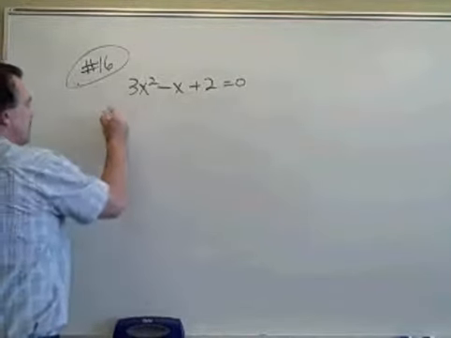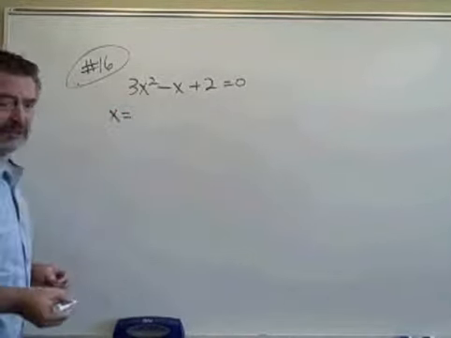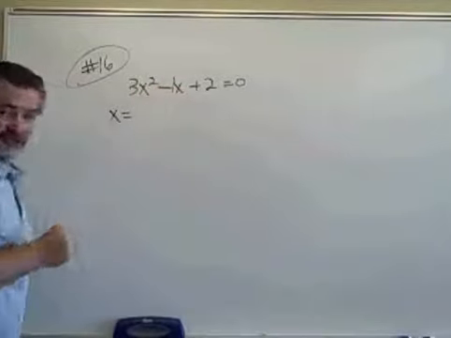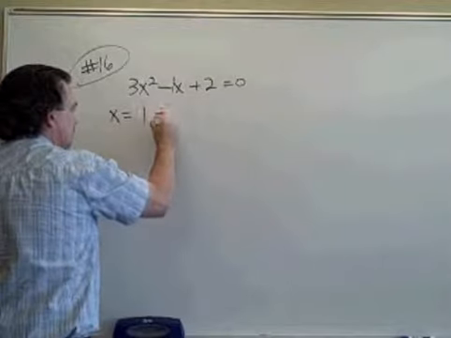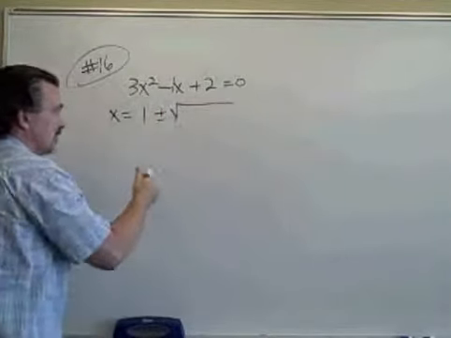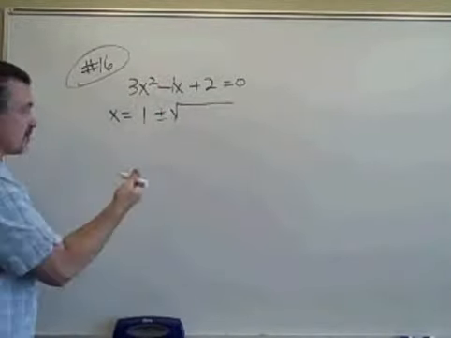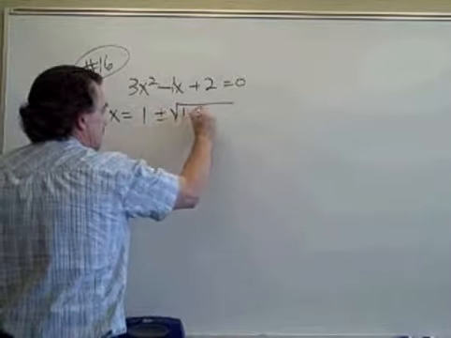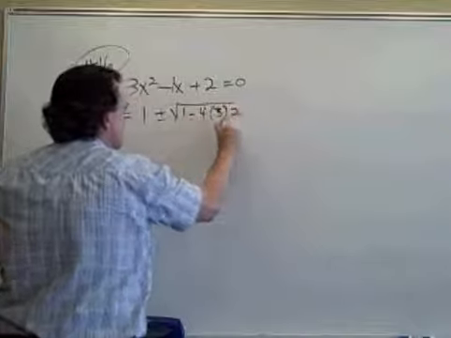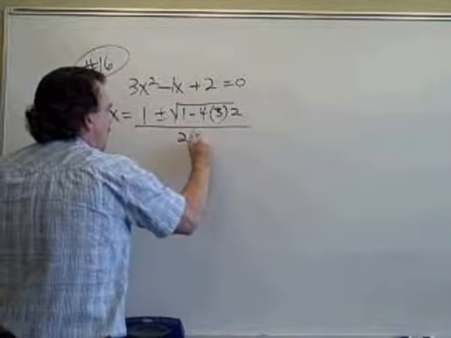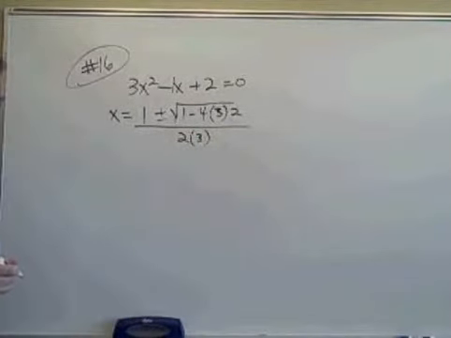So we'll start with x equals the opposite of b. Well, the b coefficient here is -1, isn't it? The opposite of -1 is 1, plus or minus the square root of b squared. So the square of -1 is 1, minus 4 times a, which is 3, times c, which is 2, all of that divided by 2 times a.